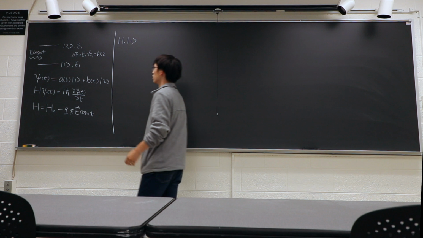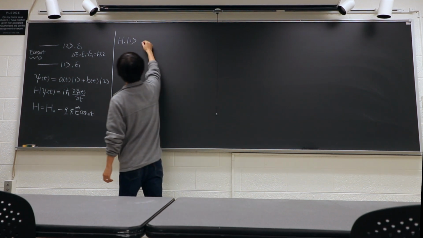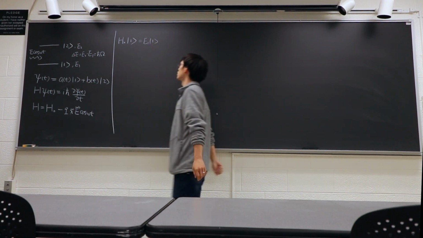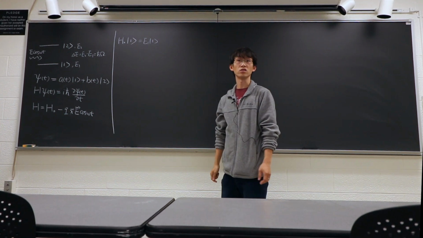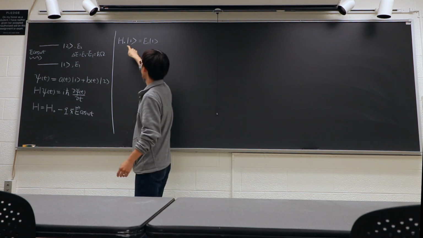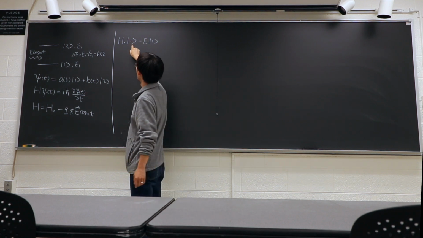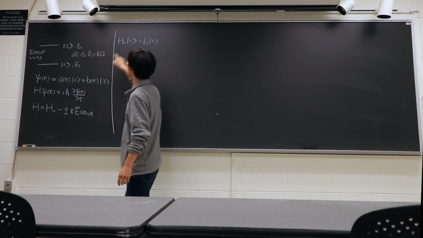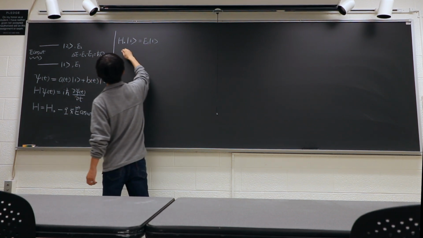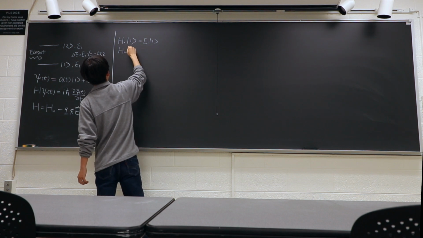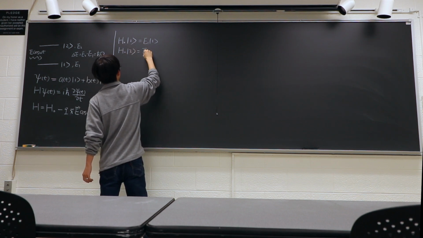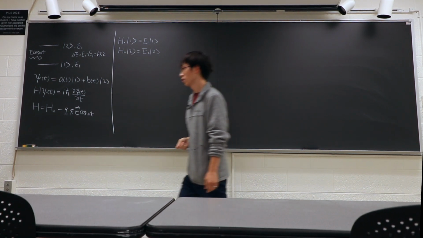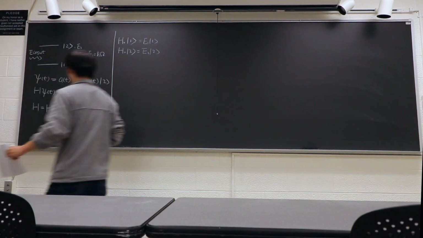when you hit it on the ground state, it gives you E1 times the ground state. Okay, so this is the eigenstate condition. Ground state 1 is the eigenstate of the atom. So you do this, you get E1. And also you have this, you get E2. Okay. And I think that is all we know.